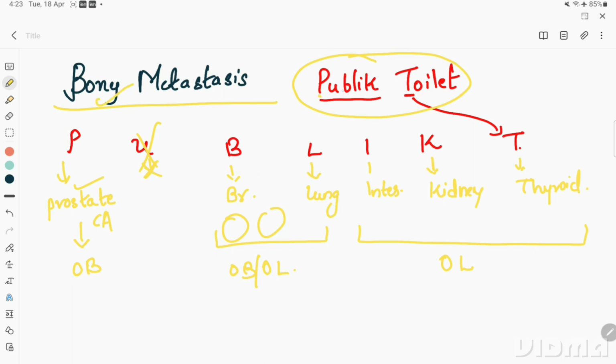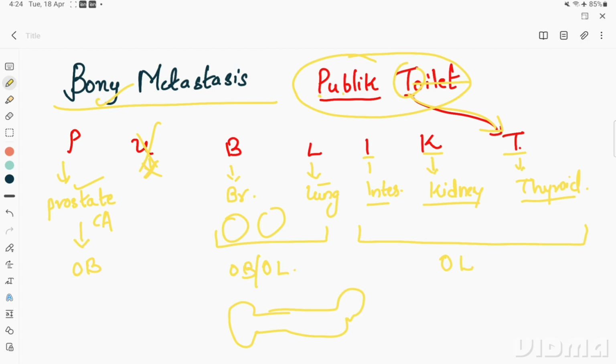Next, B stands for breast carcinoma. Breast carcinoma can also spread towards the bone. L stands for lung carcinoma. I stands for intestinal carcinoma. K stands for kidney carcinoma, the renal carcinoma. And T, from toilet, stands for thyroid carcinoma. So all these carcinomas can spread where? To the bone. Yeah, I know it's kind of a funny bone, right? Okay, now one more point.